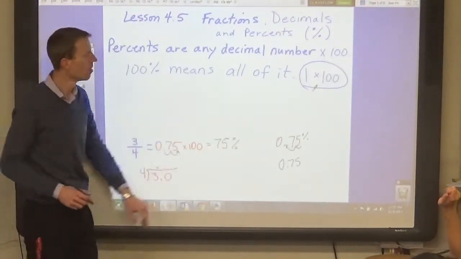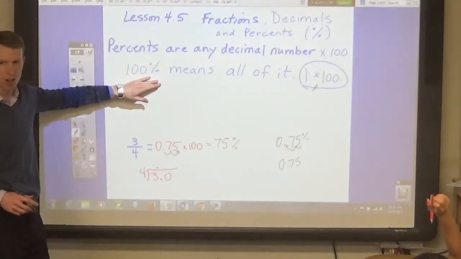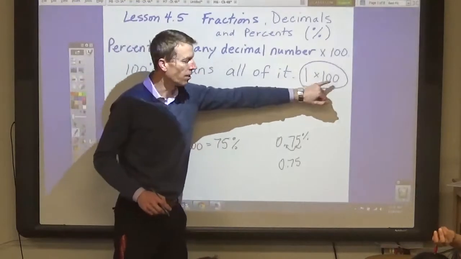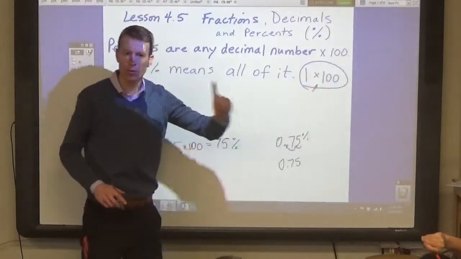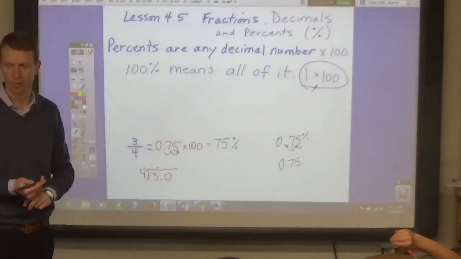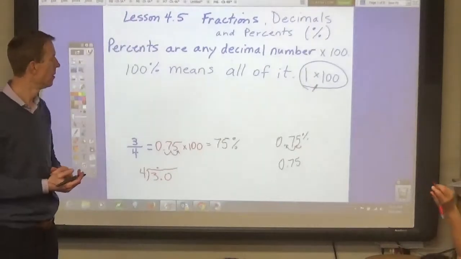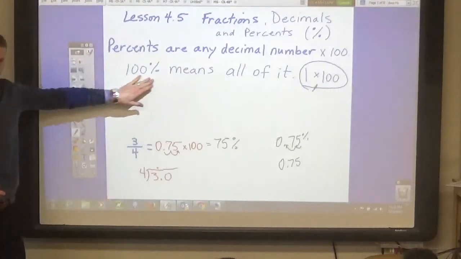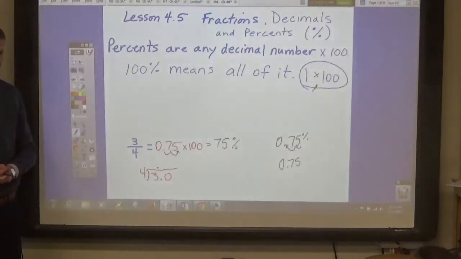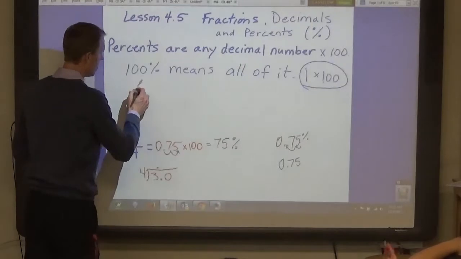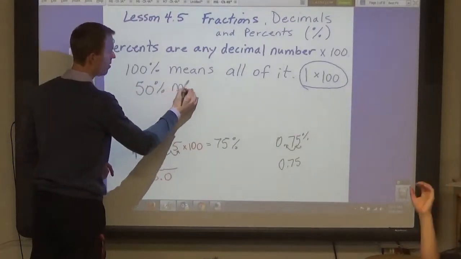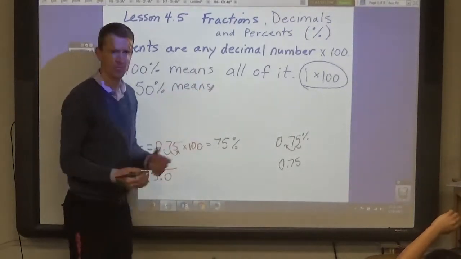Okay? Now, 100% means all of it. And 1 times 100 is 100%. So if you're starting with the number 1, that means 100%. 1 times 100 is 100. But if somebody says 100%, it refers to all of whatever they're talking about. And then you can figure out that 50% means what? Half of it.